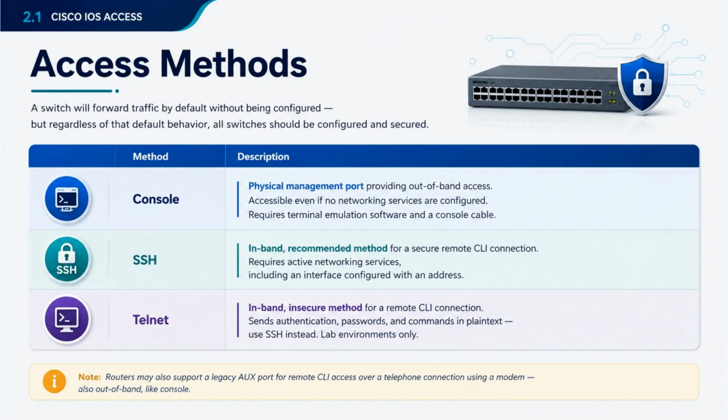Three ways into a device. Console, physical, out of band, works even with no network configured. SSH, secure, in-band, needs an active network. And Telnet, insecure, plain text, lab use only, never production. Mention the legacy AUX port on routers too. This table is exam relevant, so read it slowly.